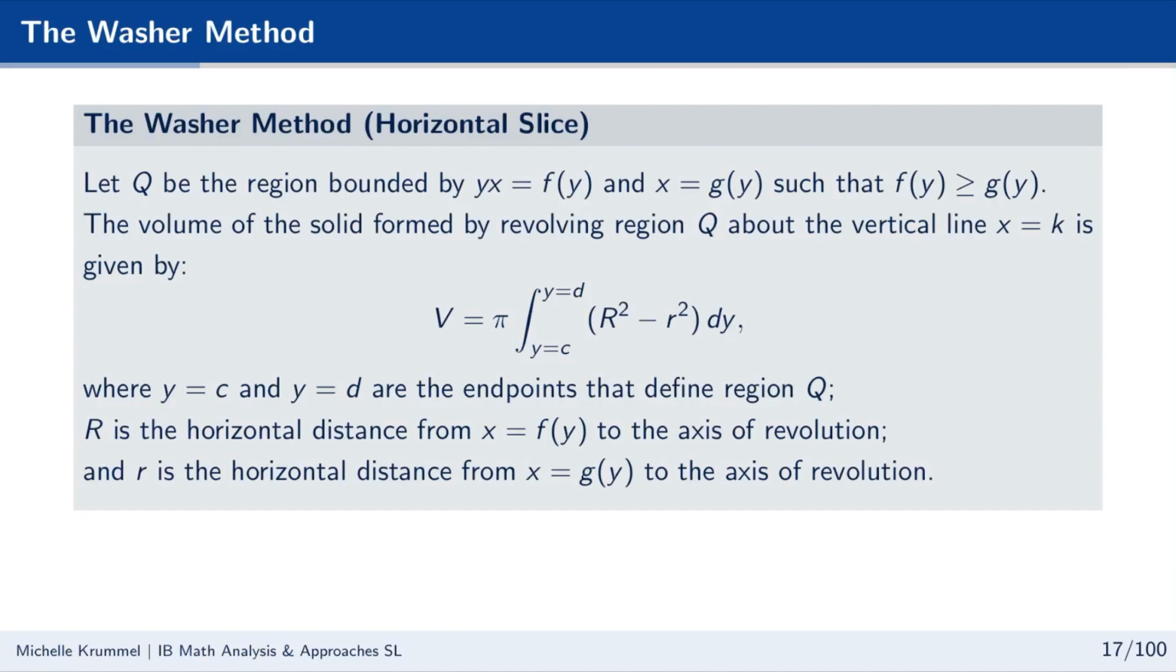So here's what our washer method formula looks like when we're doing a horizontal slice. Very similar to the dx version of the formula, but we know we're using y values to define our interval. It's a dy problem. And then when we write the big R squared and the little r squared, you should be using the variable y. And you get the y by solving your equations for x. When you write your equations in the form of x equals some function of y, you're going to have y's as your variables in these expressions.